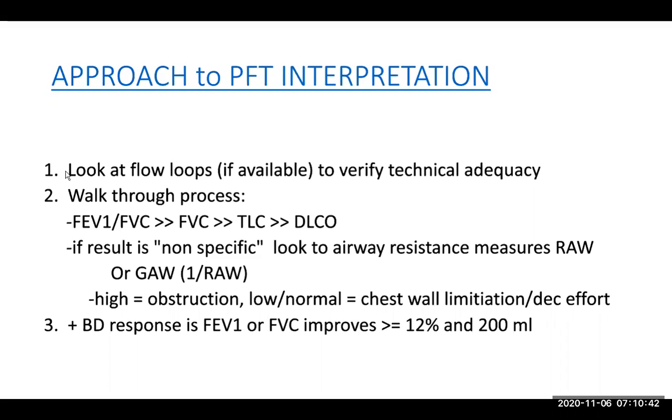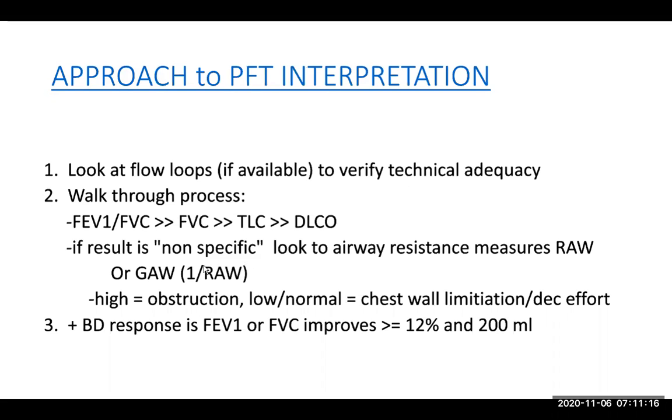That is to look at the flow loops, if they're available. They're not always available. This is to verify technical adequacy, or if the flow loop doesn't look normal, to get a sense that it's reflecting a good effort and not just a bad effort, because of course flow loops can be abnormal for any number of reasons besides just COPD and pulmonary fibrosis. That's why we need to look at those loops initially.